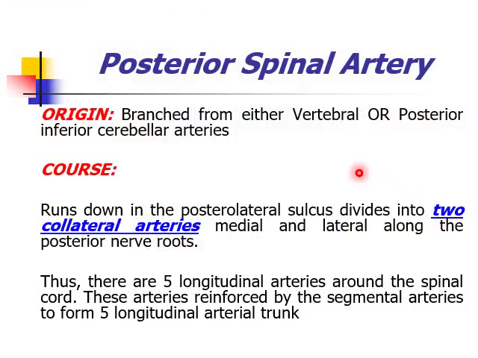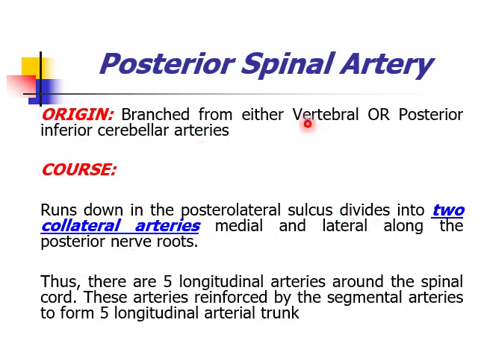For the posterior spinal artery, the posterior spinal artery branches from either vertebral or posterior inferior cerebellar arteries. Both also are present inside the cranial cavity. These two posterior spinal arteries run down in the posterolateral sulcus, dividing into two collateral arteries, a medial and a lateral one along the posterior nerve roots.